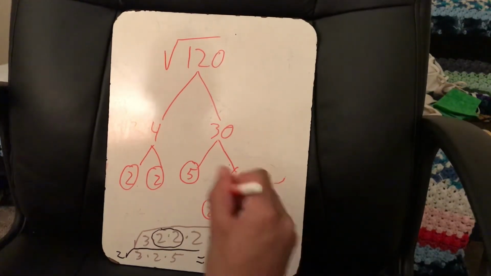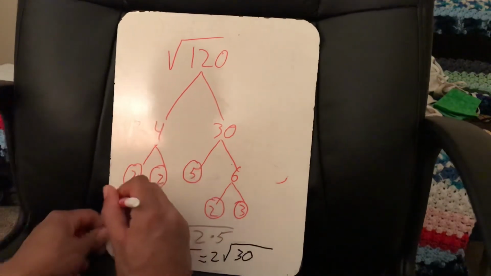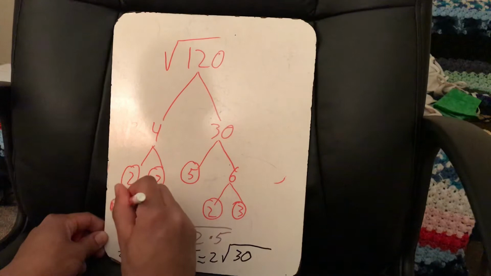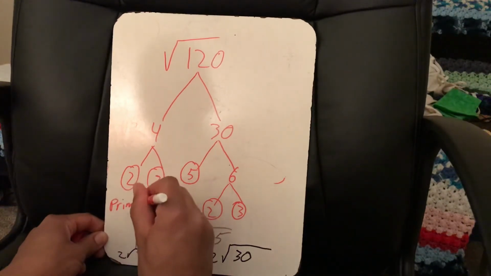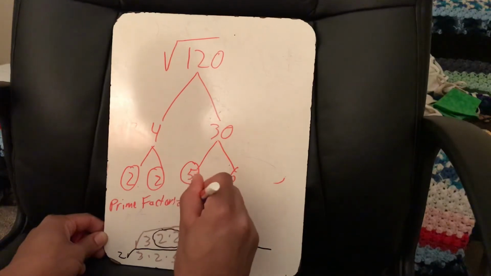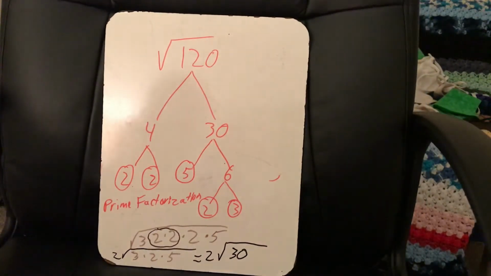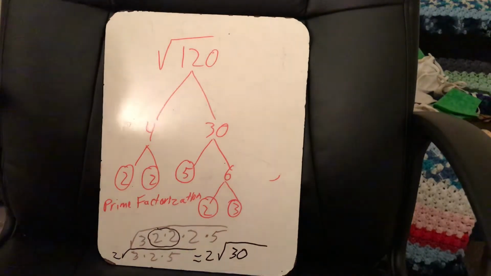So if we notice, it didn't matter which 2 factors we chose, we still ended up with the same 5 prime numbers. No matter which factors you start with, you will always end up with the same prime factorization. Remember that big word, so all of the prime numbers together make the prime factorization. Okay, class? And again, our answer is 2 radical 30.